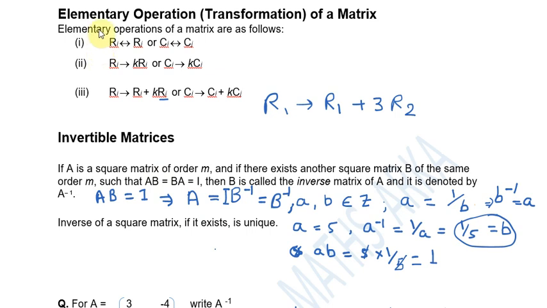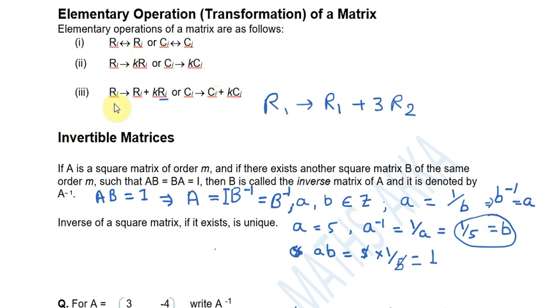Then we came to one of the important things, elementary operations on matrices. That says that you can interchange any two rows or any two columns, no issue. You can multiply any of the rows with a scalar, not an issue. Any of the columns also, in the same way, you can do.